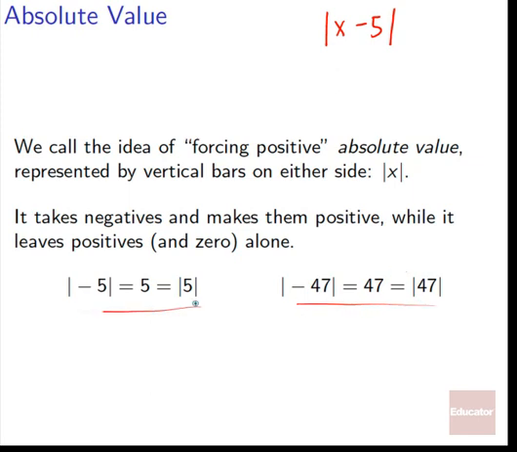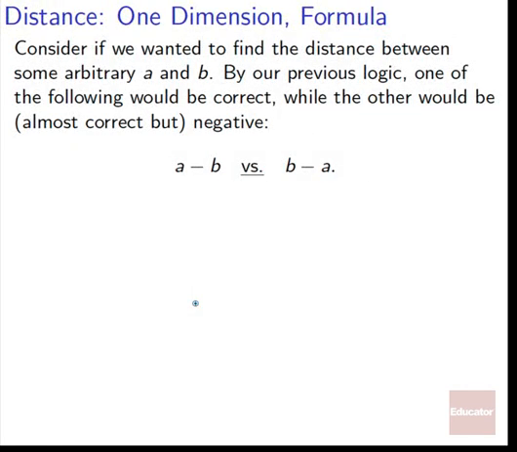Great. So with this idea of absolute value, we can now tackle how we talk about distance in one dimension. If we have 2 points, some A and B, and we don't know who comes first, if it's A then B, or B then A, we still want to be able to talk about the distance between them. Well, our previous logic would tell us that one of these two is going to be right, A minus B or B minus A. But the other one's going to be wrong, although almost correct, because it will be the negative version. So we've got A minus B versus B minus A.